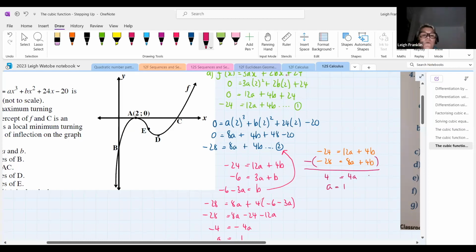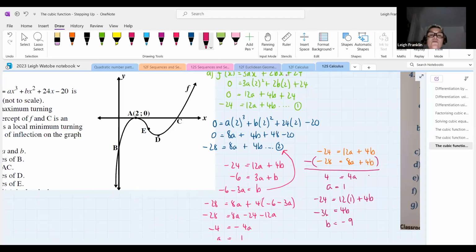A is equal to 1 as well. Of course, you have to get B by substituting back in. Substitution, yes. Okay, well done, Kamohelo, excellent. Thank you so much. Okay, so we've got 12 times 1 plus 4b. So that means that 4b would be equal to negative 36, divide both sides by 4, and b would be equal to negative 9.